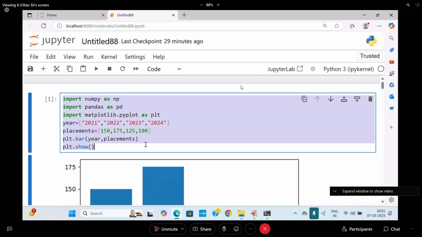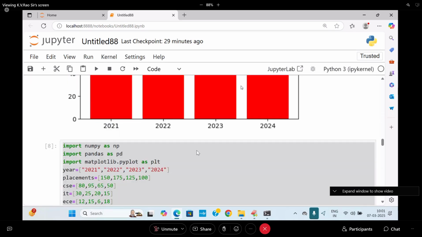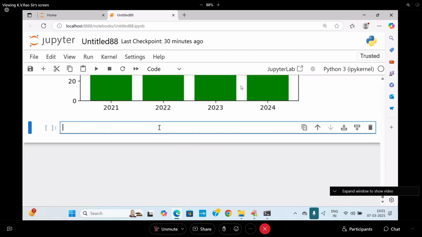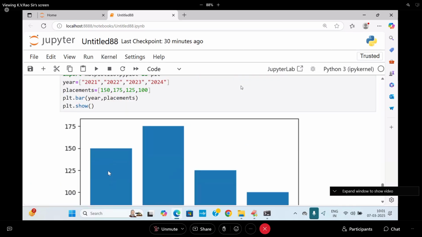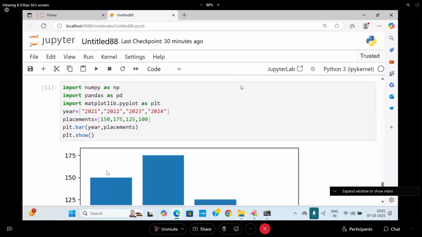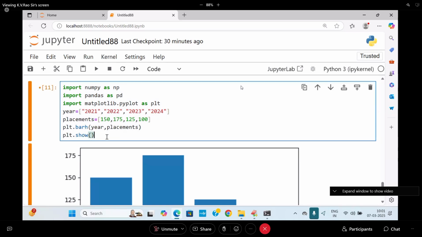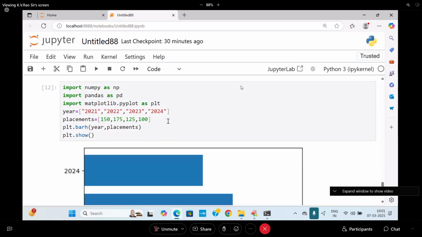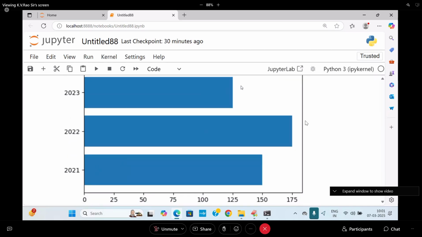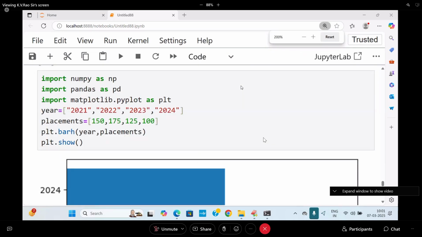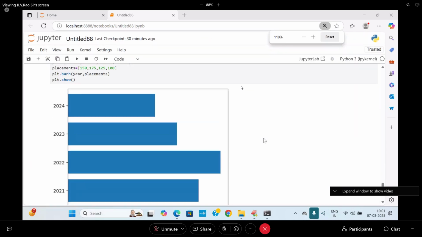How to draw the horizontal bar plot for this? This is giving you vertical. I want to go for horizontal. How do you write it? You will write barh. So what is happening here? 2024, 2023, 2022, 2021. I think you are getting the meaning of this entire graph.